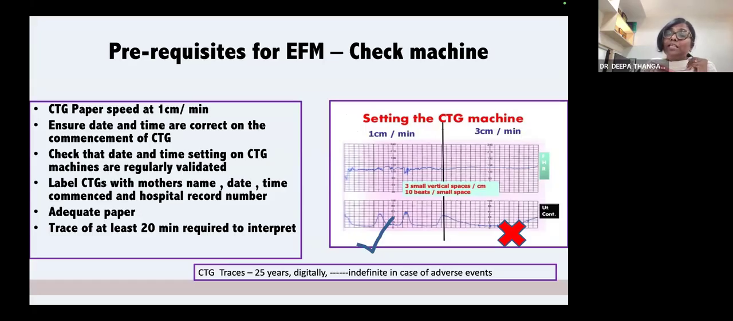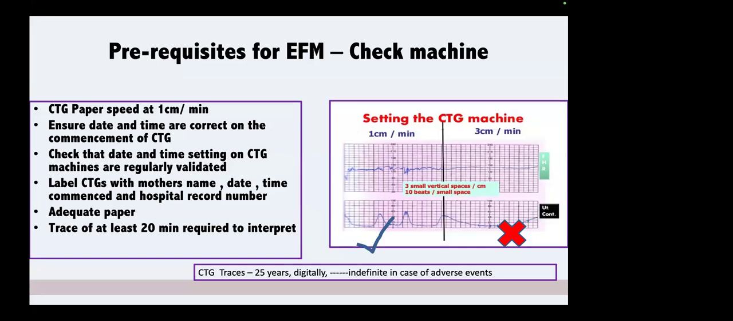But whenever there is a prolonged deceleration, then immediately you have to alert the team. As soon as you put on a CTG, if there is a prolonged deceleration, a deep deceleration, or the baby's heartbeat is like 100, 80, 90, lasting more than 2 minutes, then you have to alert the whole team. That is when you have to be worried.